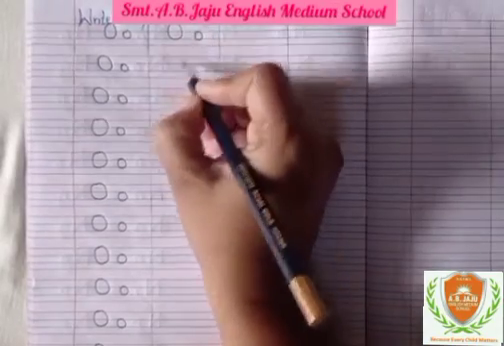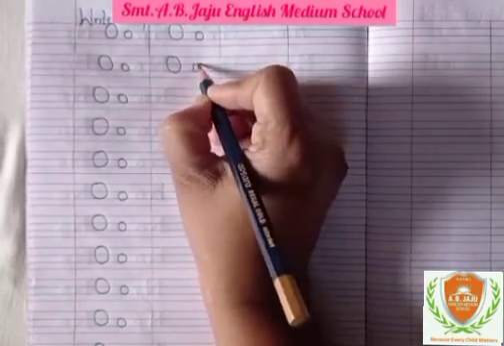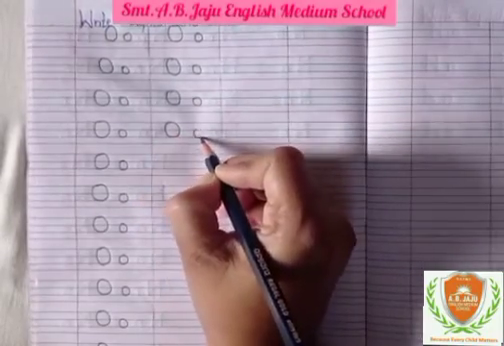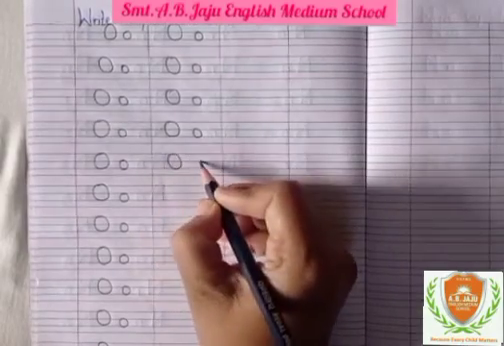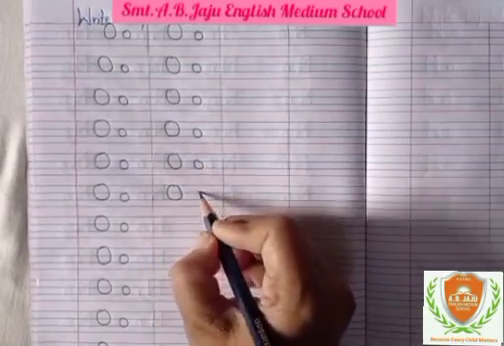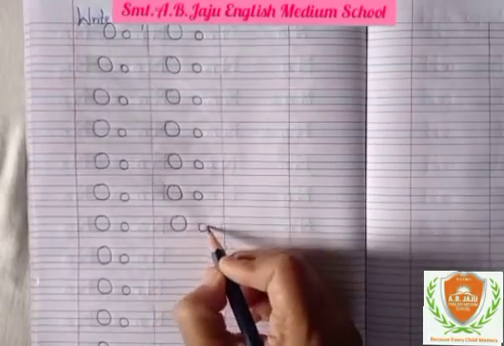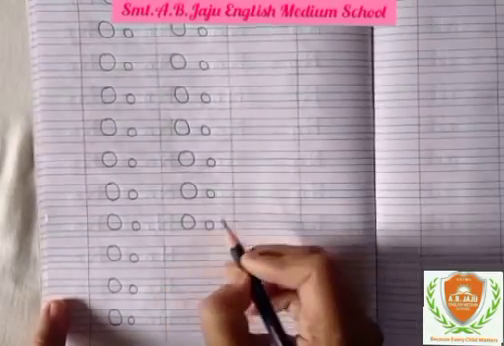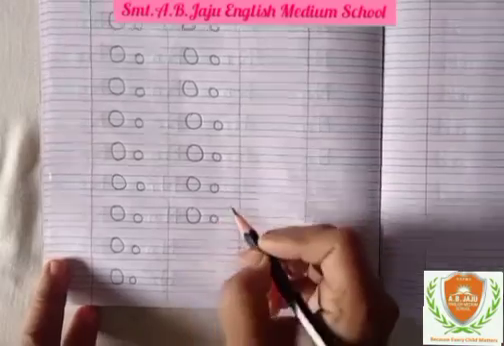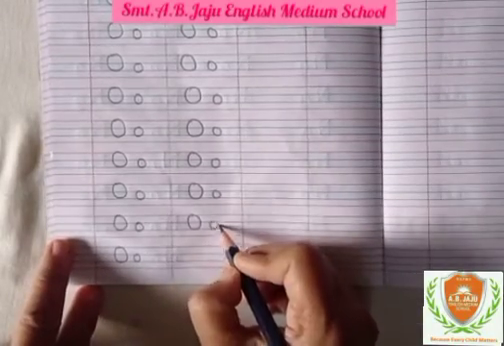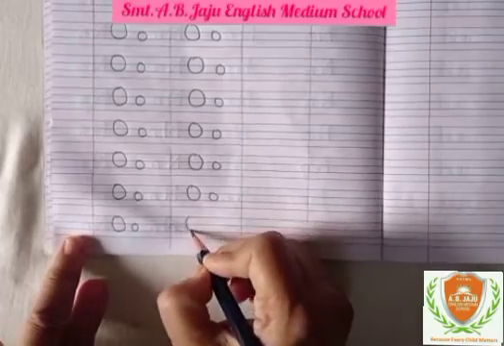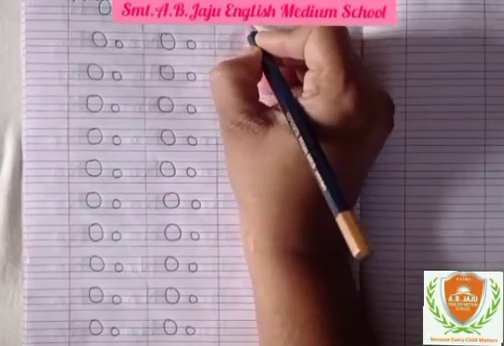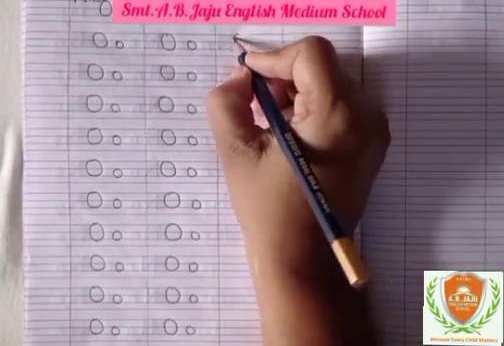Capital O, small o. Sound of O is O. O, orange. O, ostrich. O, octopus. O, oats. O, ocean. Capital O, small o.